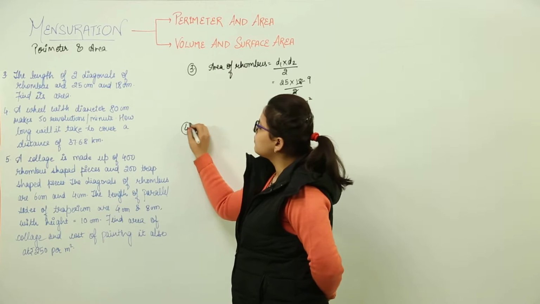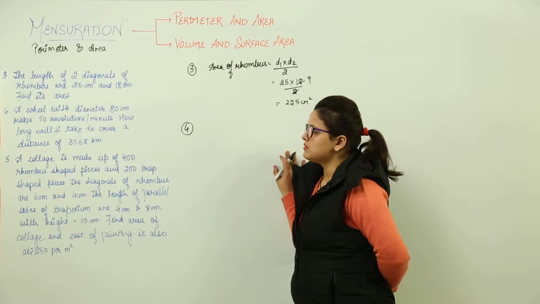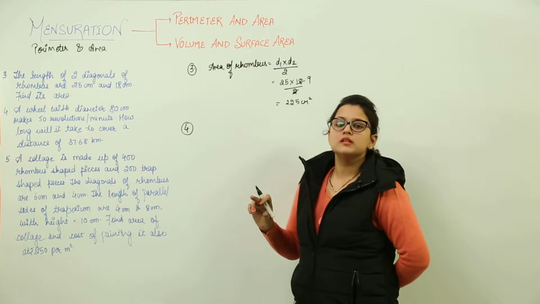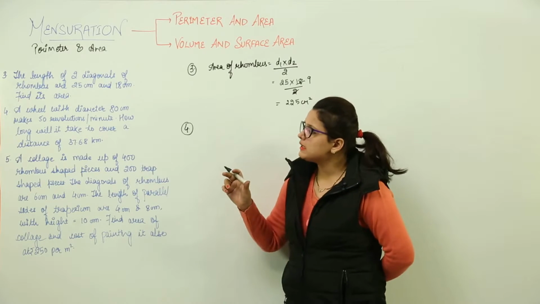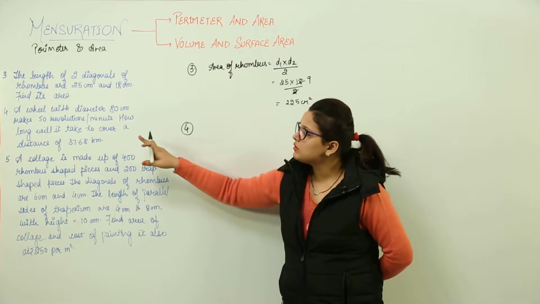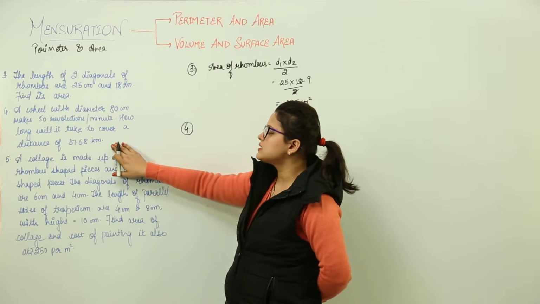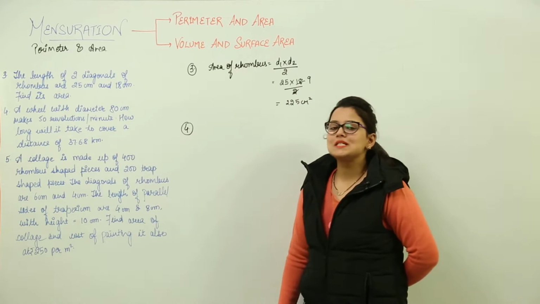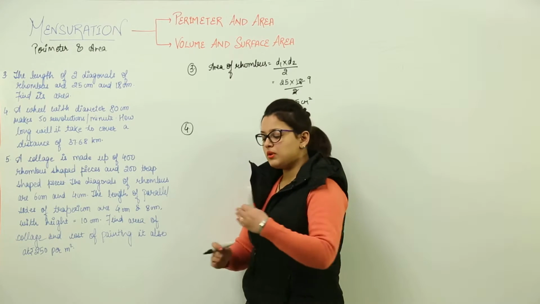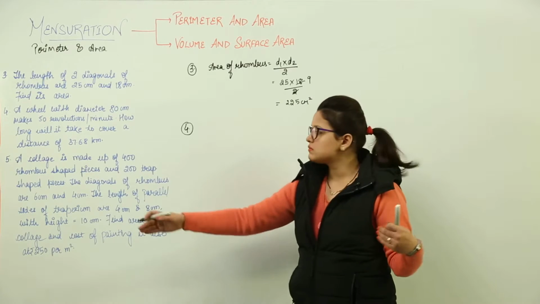Question number 4. It says a wheel with a diameter of 80 centimeters makes 50 revolutions per minute. In 1 minute, a wheel with 80 centimeters diameter is revolving how many times? It is revolving 50 times in 1 minute. How long will it take to cover a distance of 37.68 kilometers? We have to find out how much time it will take because the wheel is rolling, right?